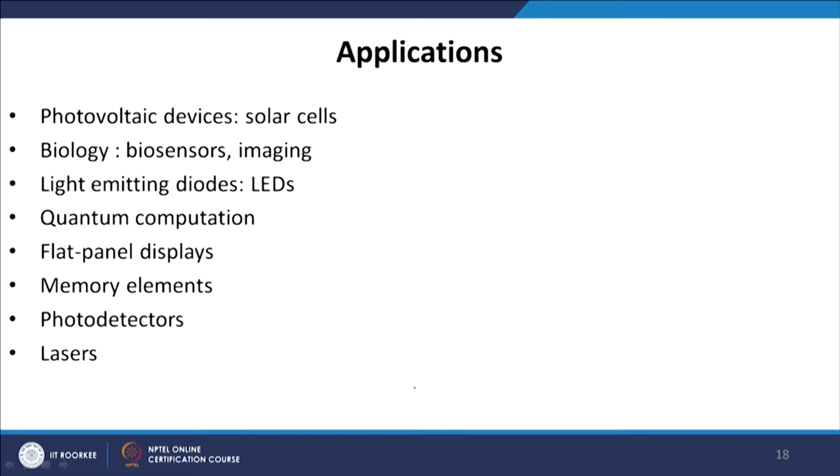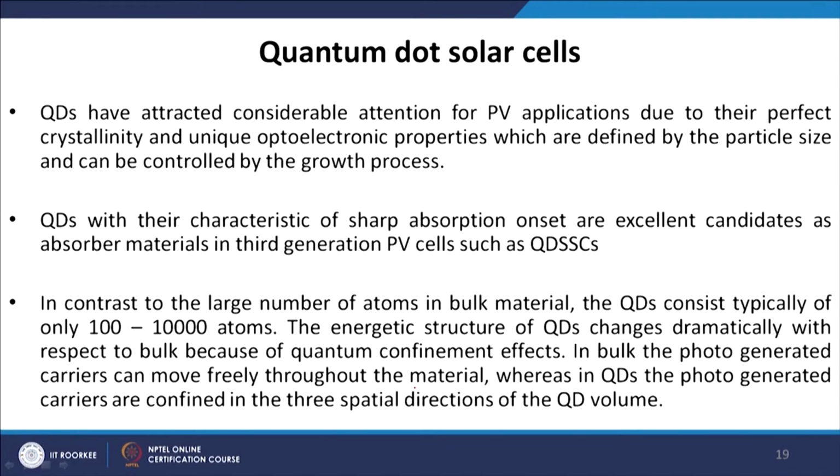For example, photovoltaic devices like solar cells. In biology, this has been extensively used for fabricating biosensors and bioimaging, for making light emitting diodes like LEDs, quantum computations, flat panel displays, memory elements, photodetectors and lasers. These are some of the potential applications where quantum dots have been used very extensively. But our syllabus includes the quantum dot for fabricating solar cells. So, we will discuss in detail how quantum dot can be used to make solar cells.